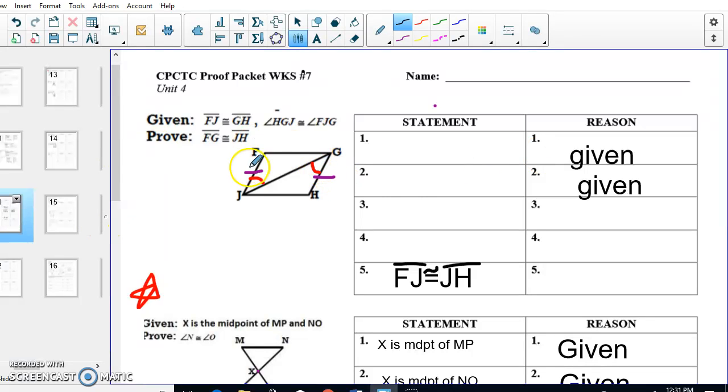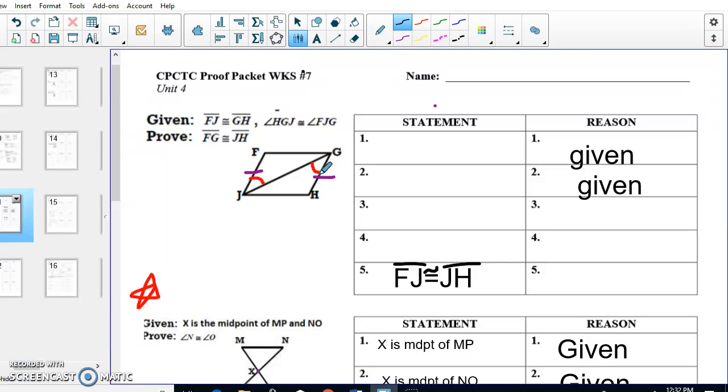So for example, here in this first one, I see that I am only given two details of information, which means I'm going to have to add something in order to prove that the two triangles are congruent.